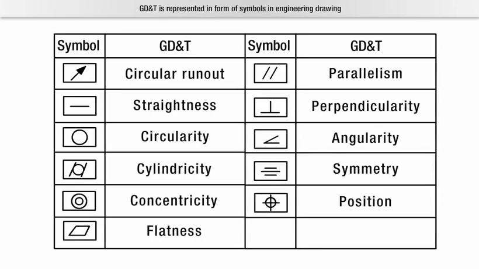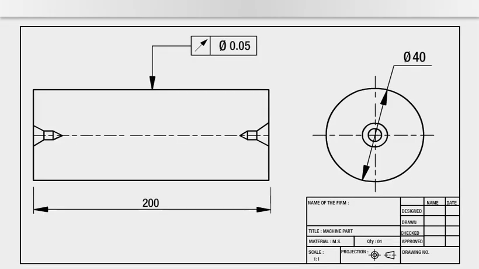Geometric dimensioning and tolerancing is represented in form of symbols in engineering drawing. Let's learn about different symbols used in geometric dimensioning and tolerancing, or GD&T.